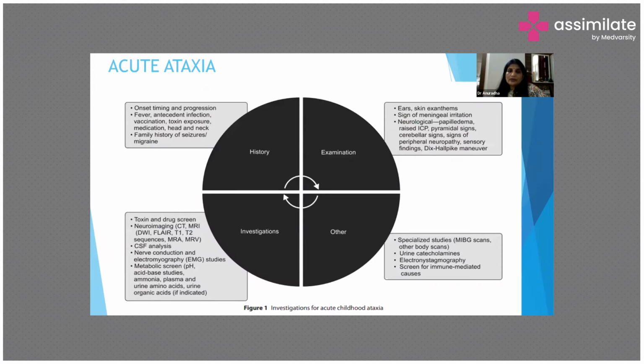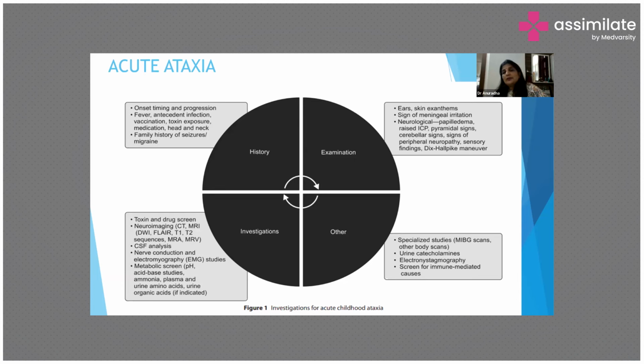So how to approach ataxia? First of all, by history, then examination, then investigations, then other. History: always take the history of the fever, infections, drugs, toxins, medications, trauma, family history of migraine, seizures, etc. And what is the mode of the presentation of ataxia? Is it acute, chronic, gradual, episodic, like this?